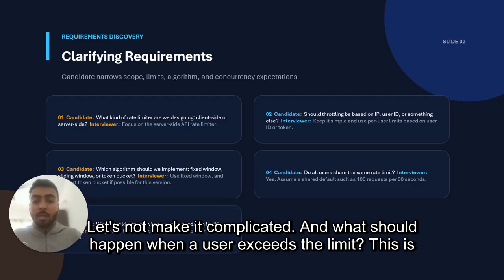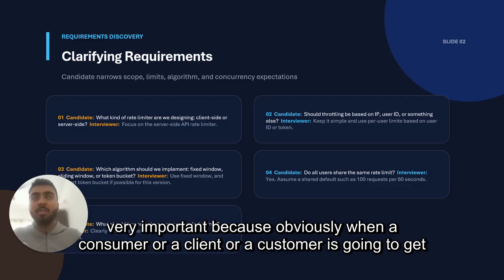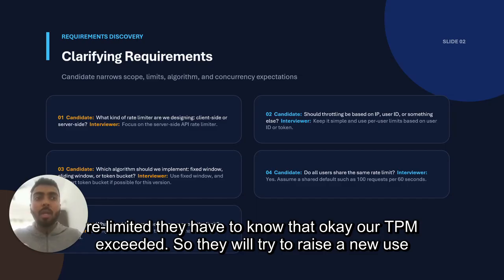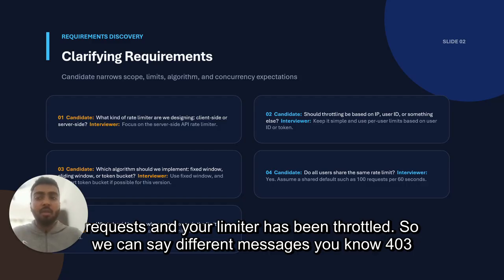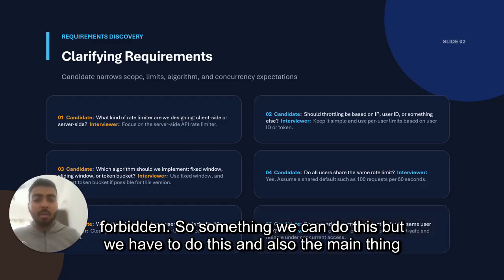And what should happen when a user exceeds the limit? This is very important because obviously when a consumer or a client or a customer gets rate limited, they have to know that their TPM exceeded, so they will try to raise a new use case. So through a status code we can say 429 too many requests and your limit has been throttled. We can say different messages, like 403 forbidden, something we can do. But we have to do this.